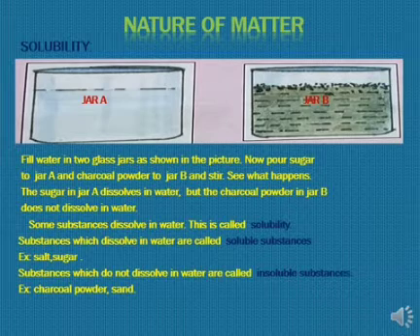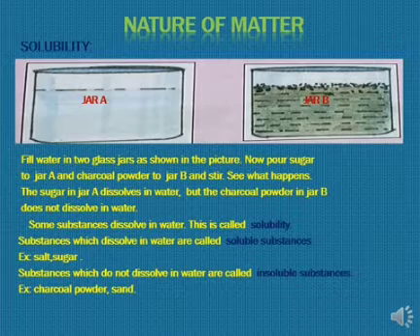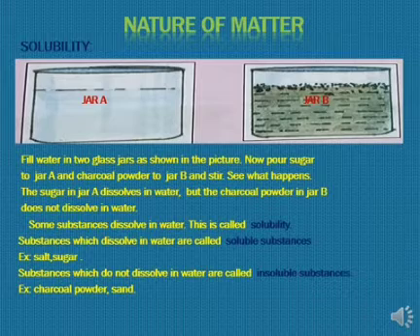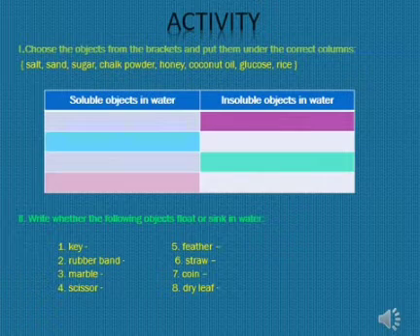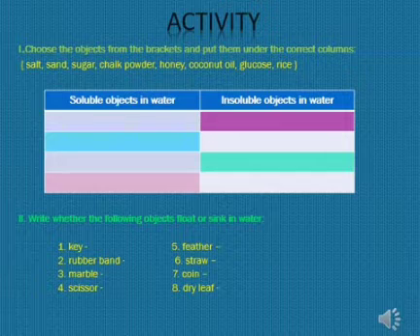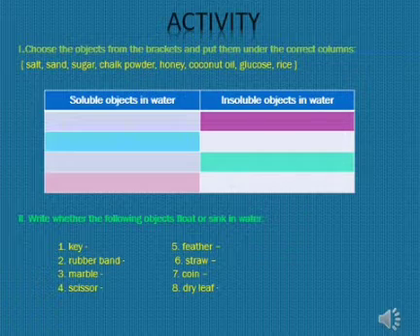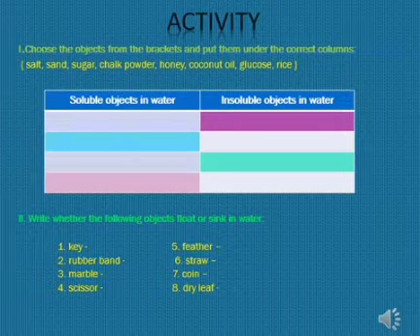So we learnt that substances which dissolve in water are called soluble substances, and substances which do not dissolve in water are called insoluble substances. And the process of substances dissolving in water is called solubility. Here is an activity for you children. First main, choose the objects from the brackets and put them under the correct columns. The words in brackets are salt, sand, sugar, chalk powder, honey, coconut oil, glucose and rice.